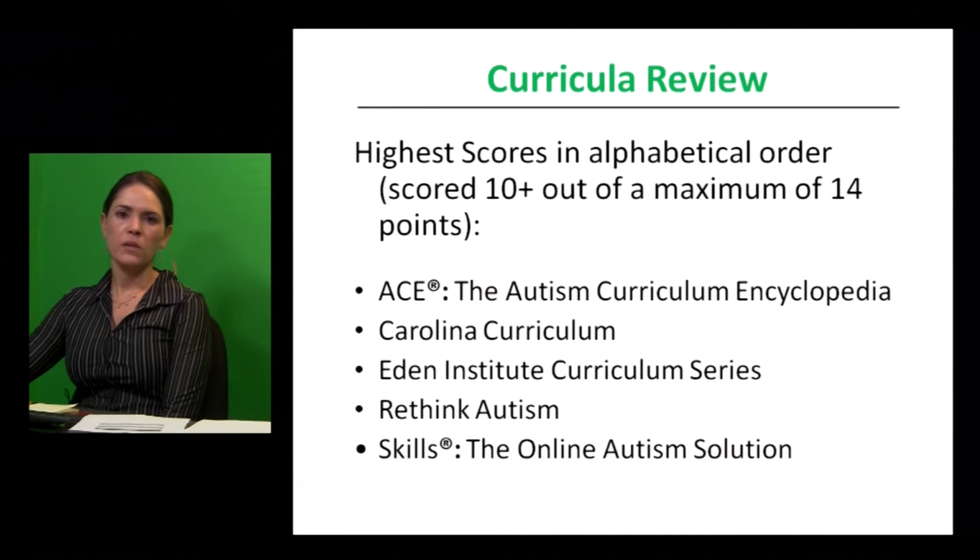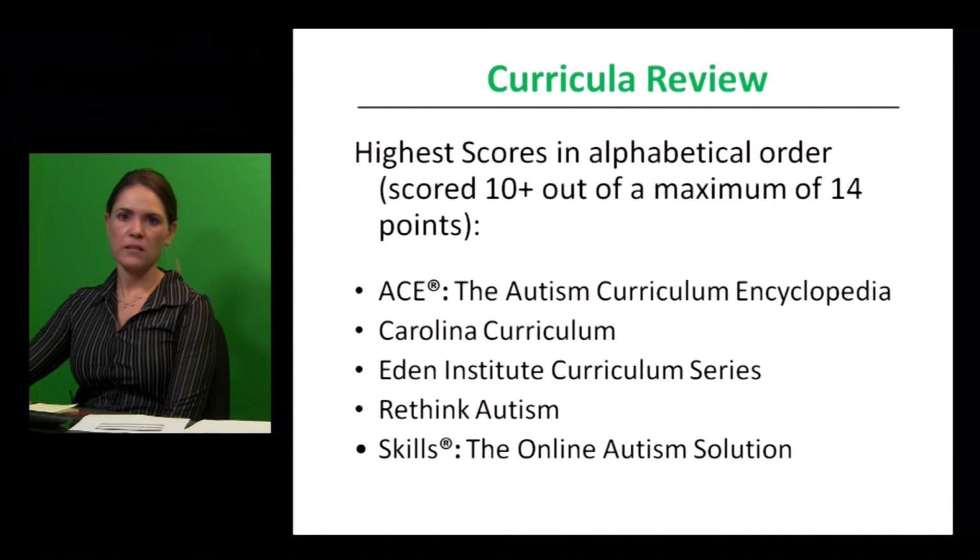So basically what we did is we scored all of the curricula based on those things that we thought people would want in a curriculum that they were looking for. And I'm going to tell you now, in alphabetical order, the ones that scored the best. So there were 14 possible points. The ones that scored at least 10 points out of the 14 included ACE, the Autism Curriculum Encyclopedia, the Carolina Curriculum, the Eden Institute Curriculum Series, Rethink Autism's Curriculum, and Skills, the Online Autism Solution.